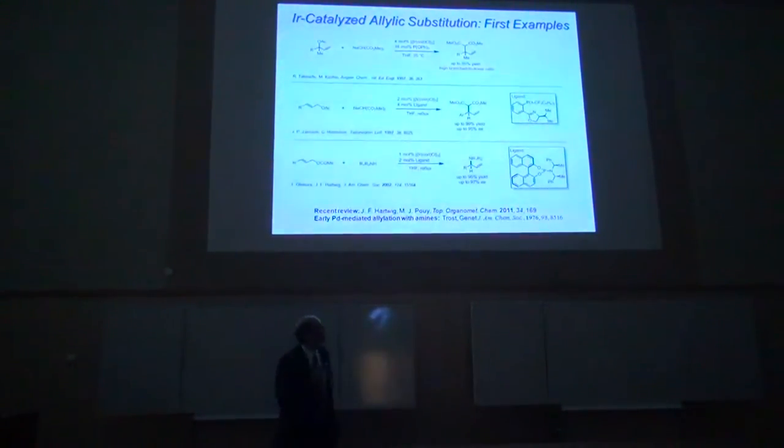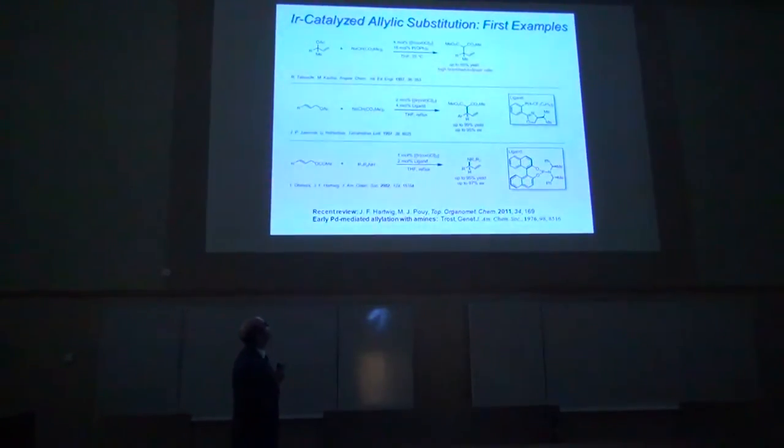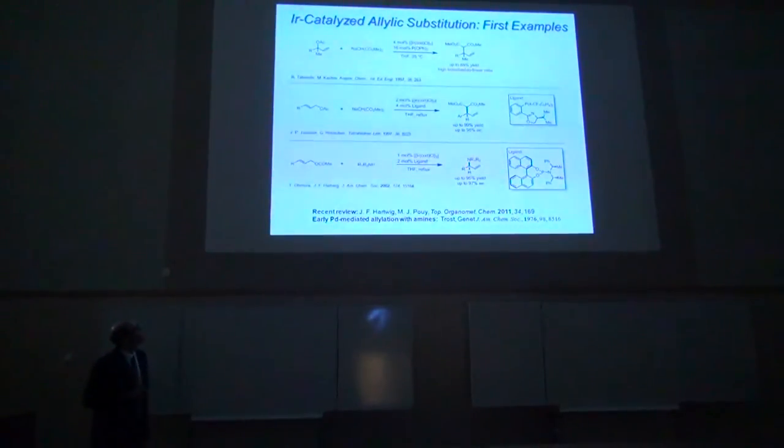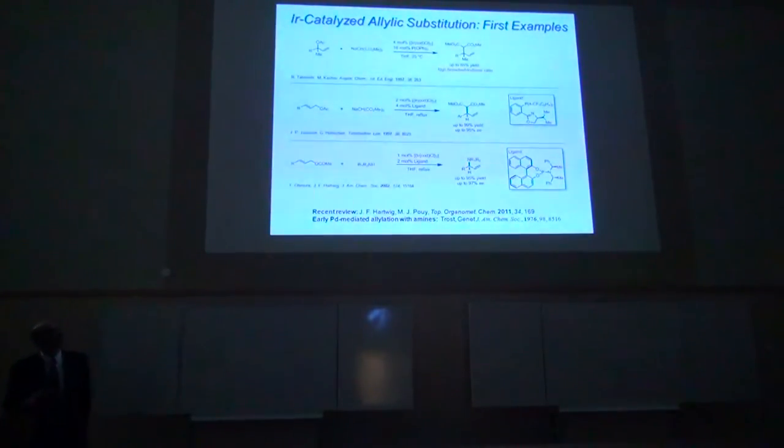The Takeuchi example at the very top explores the use of phosphites as ligands, while the work of Professor Helmchen explored the use of PN type donors. This type of chemistry has been picked up by John Hartwig at University of California at Berkeley in the bottommost example. Some very nice chemistry that he's developed involving the displacement reaction of activated allylic electrophiles with amine nucleophiles.